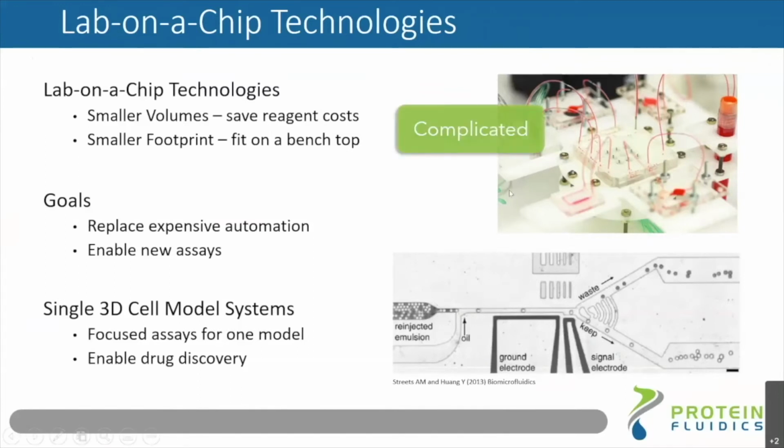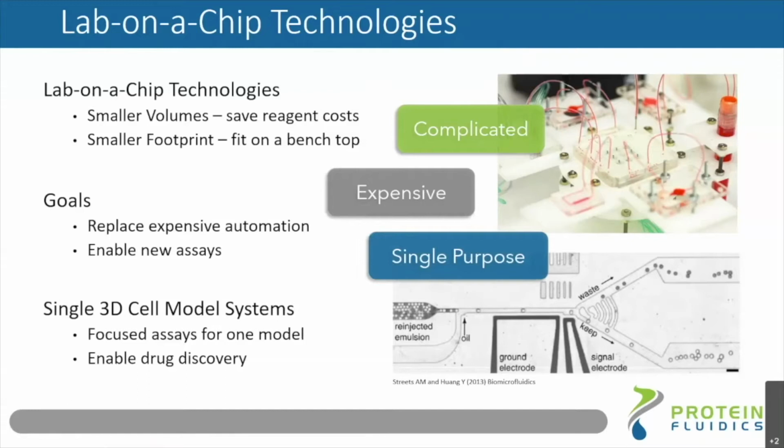But the chips themselves are often very complicated. You have to hook up a bunch of tubes to them. The chips can be expensive. You're using PDMS, it's a very manual process to put these together. And they tend to be single purpose. So if you have a wide variety of experiments, you have to use different types of chip for different types of setups for those experiments.